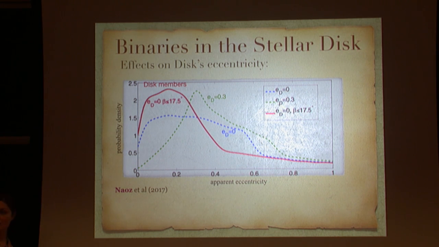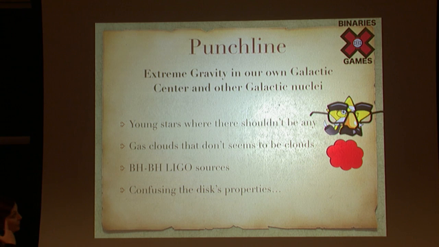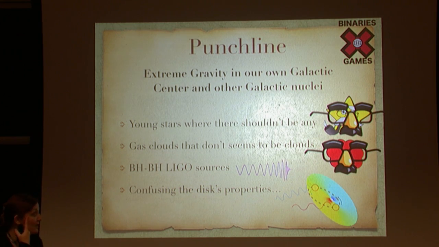because I infer those velocity wobbles as an eccentricity. So to sum up, what I've showed you is that binaries can help us understand the young stars that shouldn't be there, the gas clouds that don't seem to be like clouds, the LIGO measurements, and they really confuse us when we're trying to understand the stellar disks. And that's it.